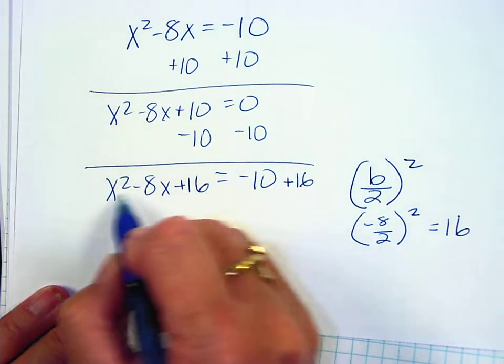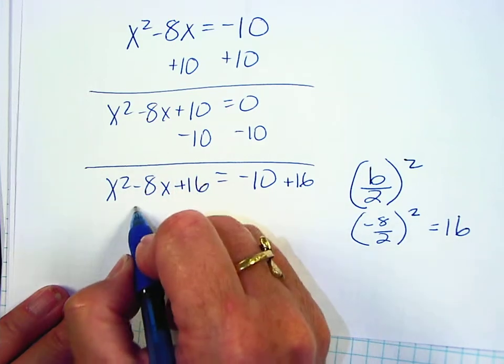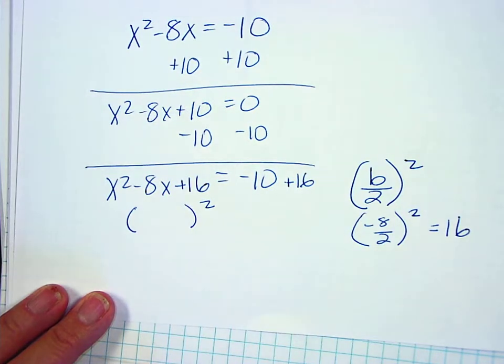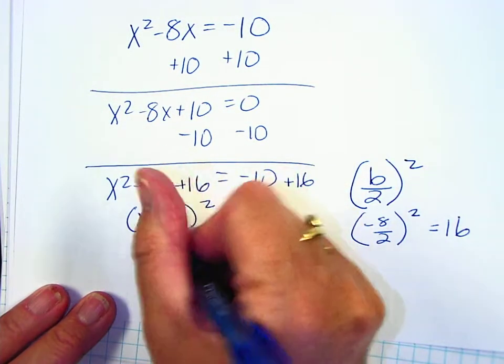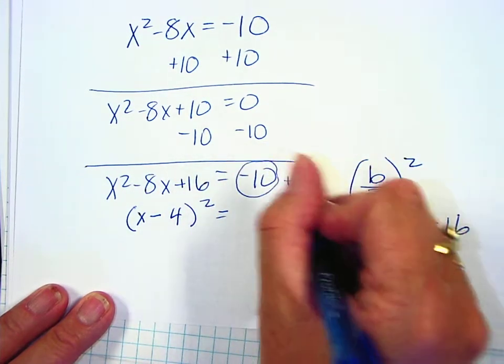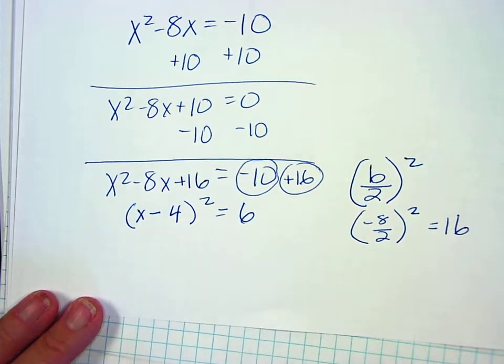What did I just do here? I forced this to become a PST. And how do you factor a PST? A binomial squared. Square root of x squared is x. Take the sign in the middle term. Square root of 16 is 4. On the right side, if I have 10 negatives and 16 positives, that equals 6.